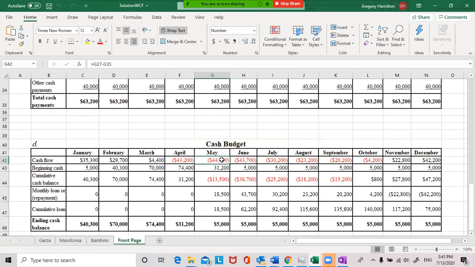In May, the difference between receipts and payments is again negative, $44,700. So now we have a negative cumulative cash balance of $13,500. And so there would be the need for a loan. Since we have to maintain a cash balance of $5,000 and we have to pay off the deficit of $13,500, the total amount needed for the loan would be $18,500, which is $13,500 plus our minimum cash balance of $5,000. So the loan amount is $18,500, which, since it's the first time we're borrowing, will still be the cumulative loan balance.